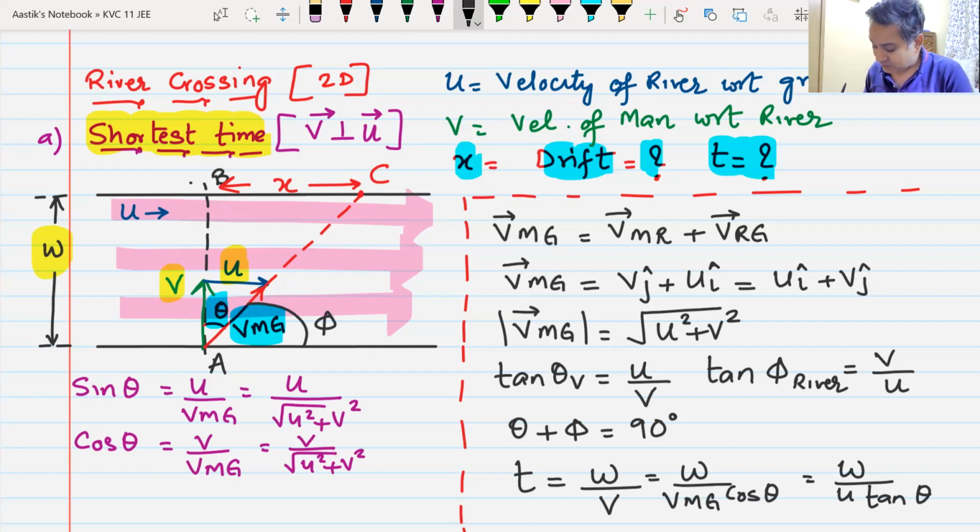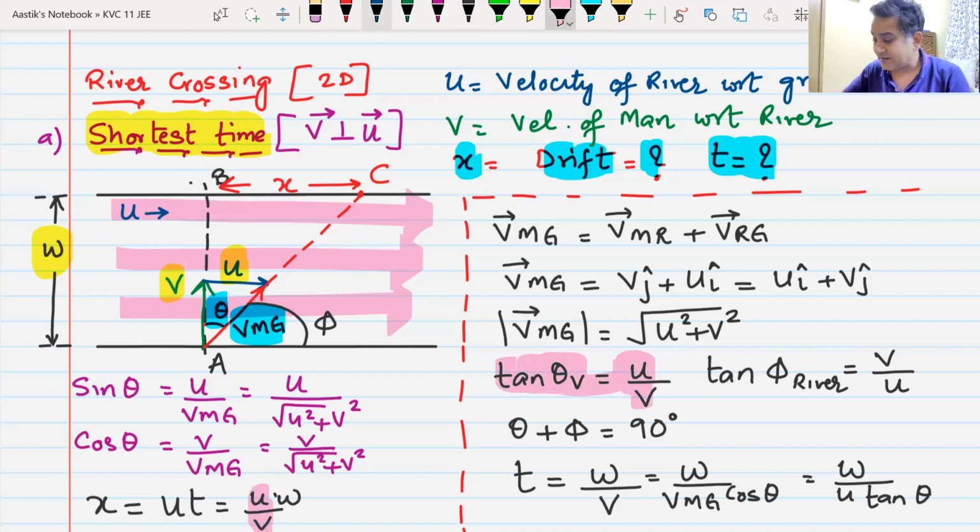The only thing that is left now is to find out the value of x. Now, how do I find out the value of x? x is the distance or the displacement along the x-axis. There is no acceleration here. You multiply the velocity along the x-axis with time t. So u into t will give you the value of the drift. Now you can put the value of t from the value of time. So you can write it as u by v multiplied by w. Yes or no?